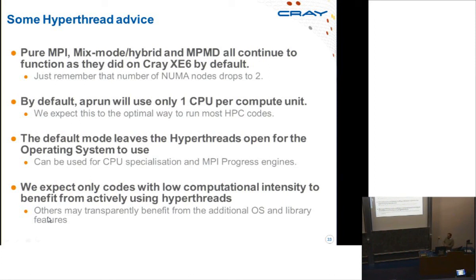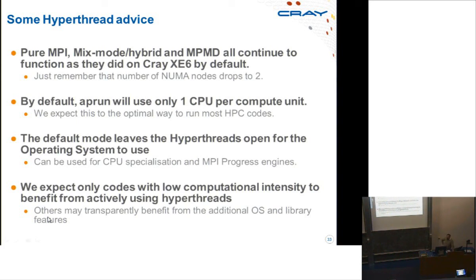By default, aprun will use only 1 CPU per compute unit, so that's the J1 option. And we do expect this is probably the optimal way to run most codes. Hyperthreads aren't powerful enough really to sustain full application performance. They're better off being used in other ways, which I'll explain later. Because, as I said, the default mode leaves the hyperthreads open for the operating system to use. So Cray can make use of the Linux environment and our MPI library to make use of the hyperthreads for things like asynchronous progress engines, or what we call CPU specialisation, which is where we take processes that would interrupt your user application and move them over to the hyperthreads.